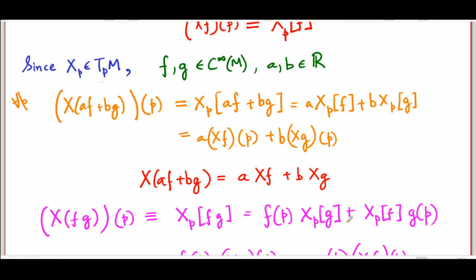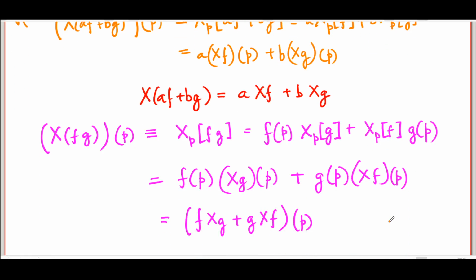But once again, Xp g is nothing but Xg at p, and Xp f is nothing but Xf at p. So using that, we can rewrite this expression as f of p times Xg of p plus g of p times Xf of p. But now remember that the definition of the product of two functions is simply fg at p is f of p times g of p. So what we have here is simply the value of the product function f times Xg at p, and this is nothing but the product function g times Xf at p, which is exactly what is written here.